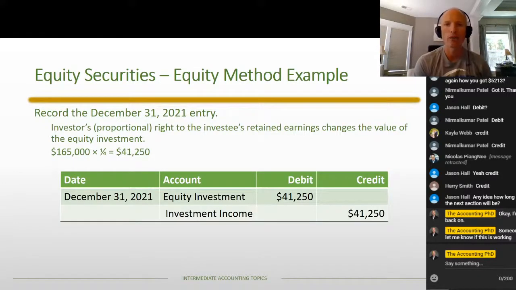So the value of my equity investment goes up because the investee had income. At the same time, the value goes up, that's when I record my investment income. So investment income coincides with the investee's income. I could have had an investment loss if the investee had had a loss. So again, income if the investee has income, loss if the investee has a loss. And again, it's proportional. If I'm entitled to 1/4 of the income, I take their net income and multiply it by 1/4. If, let's say, I owned 30%, then I'd multiply net income by 30%. So it's whatever my proportion is, that's what I need to proportionally record as income.